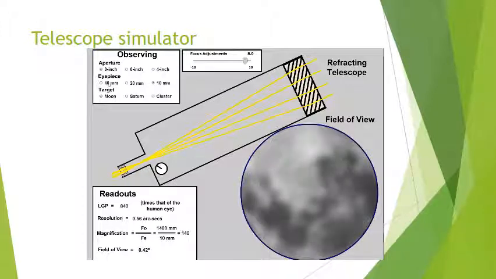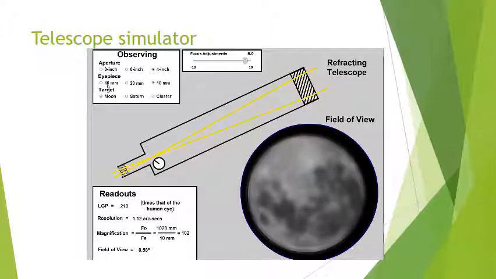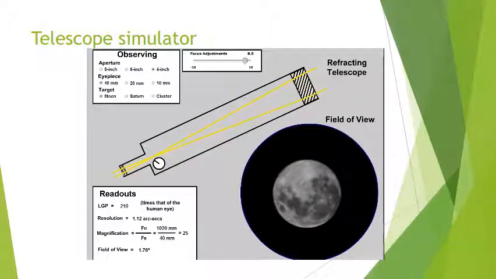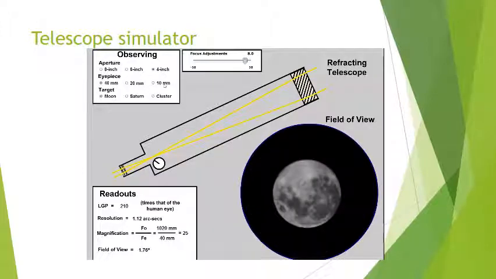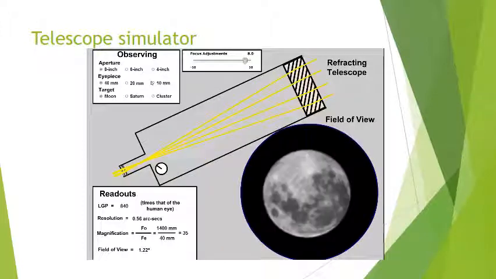Let's say we got my 4-inch telescope. Using the large eyepiece, I get a pretty nice image. When I switch to a 10, the image kind of looks crappy. And that's because I'm amplifying both the signal and the noise here. But again, this just gives you an idea as to the different powers of telescopes.